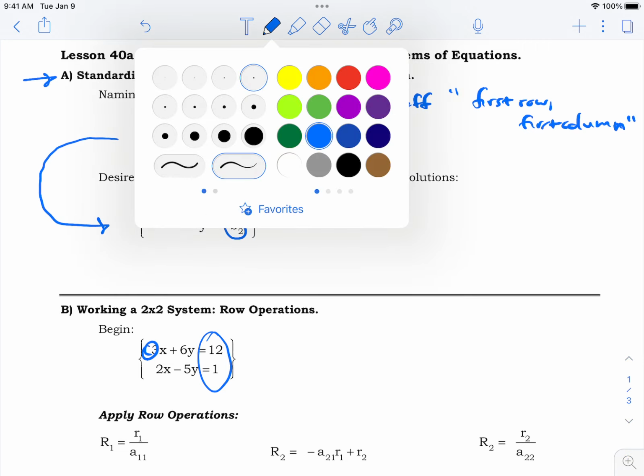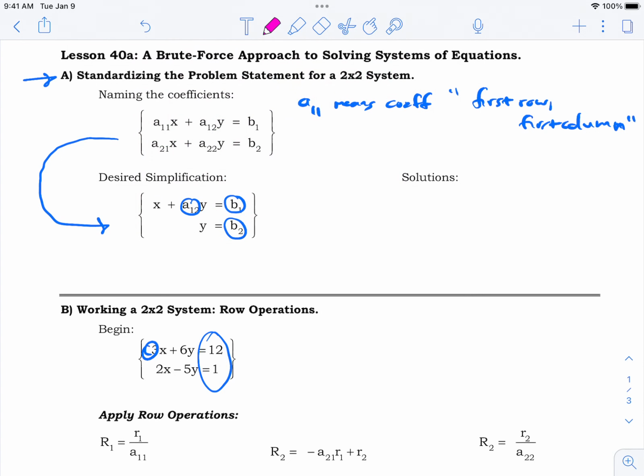Now I must emphasize, in fact I'm going to emphasize it with an emphasizing color.